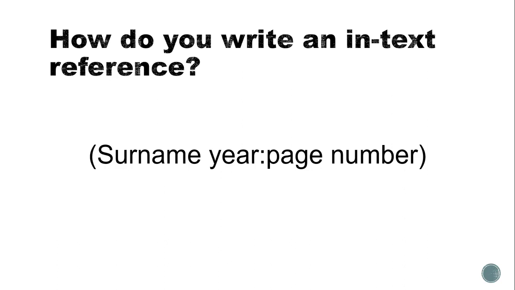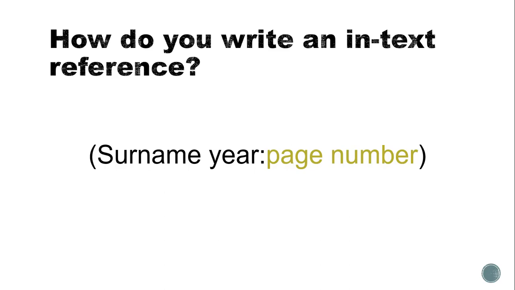So, how do you write an in-text reference? First, you're going to start with your round brackets. The first piece of information in the round brackets is the surname of the author, or authors if there are two or more authors. Please note you do not include the initials or the full name of the author, just the surname. Next, we have the year of the publication, and this is followed by a colon, and finally the page number or page numbers if you're referencing multiple pages.